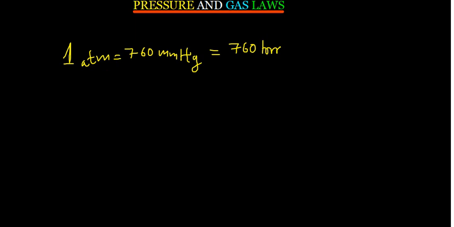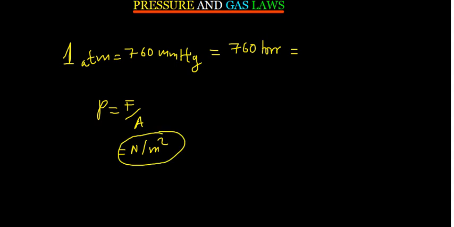Now pressure is not just measured in atmospheres, millimeters of mercury, or torr, it has got a lot of units. This atmospheric pressure can also be measured in another way, because we know that pressure is given by force over area. Force is measured in newtons, area is given in meters squared. So another unit for pressure is a newton per meter squared. Now the unit newton per meter squared is equal to a pascal. So 1 newton per meter squared is equal to 1 pascal.